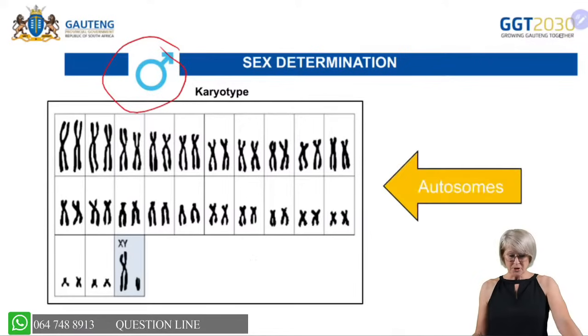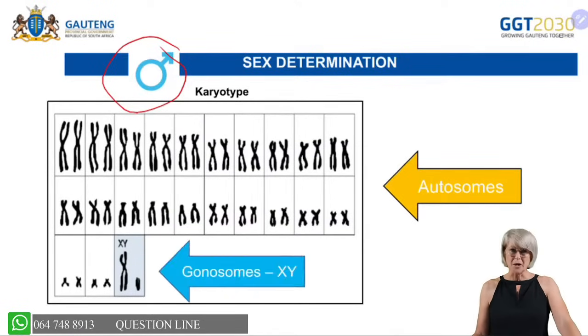If we look at the first 22 pairs of chromosomes, those are all known as the autosomes. You need to know what the term autosomes means. Then if we look at the very last pair of chromosomes, we see that they are slightly different because this is a male, and in fact they are an X and a Y chromosome, and those are known as our gonosomes. So the gonosomes, or the sex chromosomes, are the last pair, and the first 22 pairs are the autosomes.